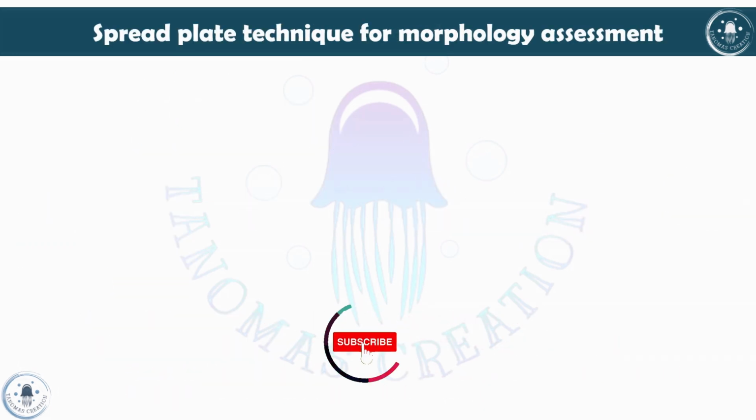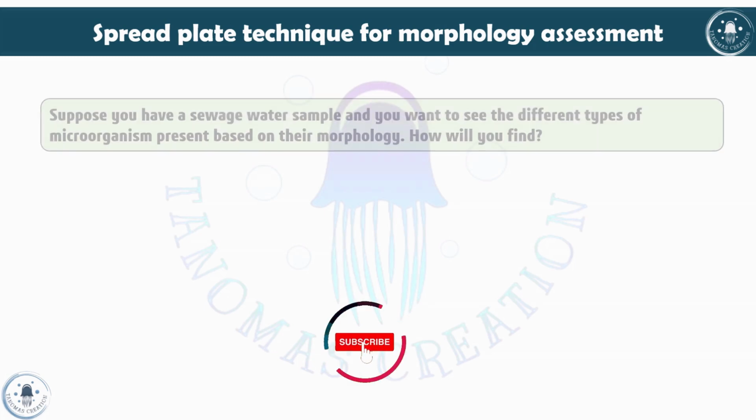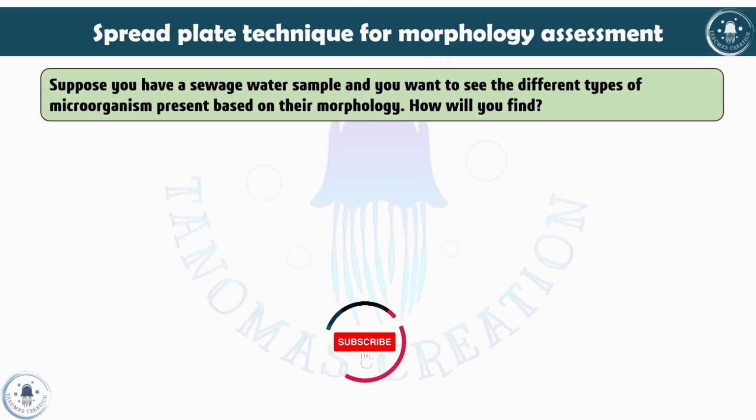So the spread plate technique is commonly used for morphology assessment, isolation of bacteria, and for pure culture. Now here first we will see for morphology assessment. We'll study morphology assessment first. Now let us understand using an example. Suppose you have a sewage water sample and you want to see the different types of microorganism present based on their morphology. Now how will you find it?